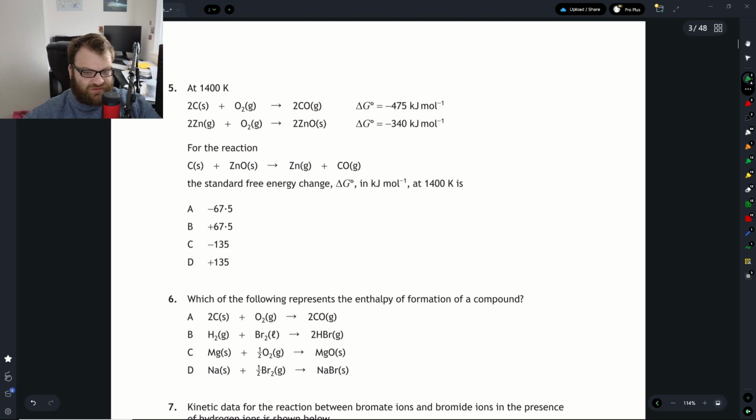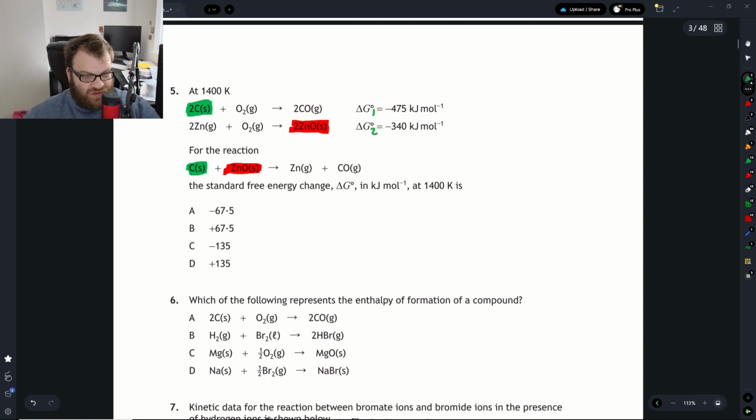Next one. We're asked to calculate the standard Gibbs free energy change in kilojoules per mole. First, we're going to identify which equation matches which part of our target equation. Carbon solid is in equation 1, but we only need half of it because there's only one carbon we need. So that's going to give us half of delta G1. The zinc oxide is on the wrong side, which means that's going to have to be negative. We're only going to take half of it because we only want one zinc, and in delta G2 there are 2 zinc oxides. So let's make that half of delta G2.